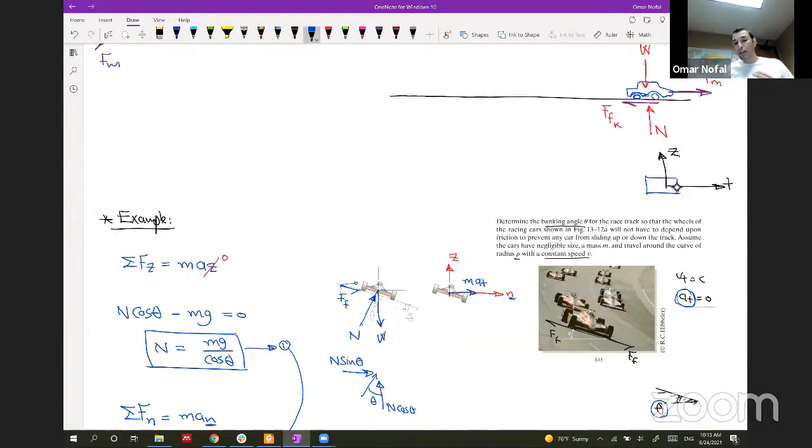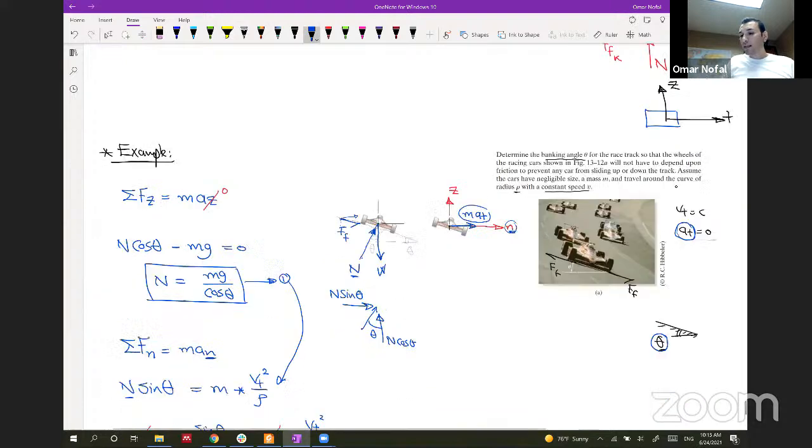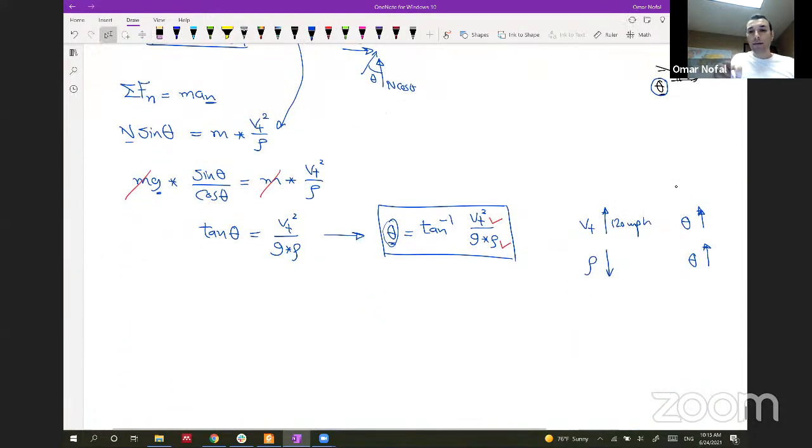But for a factor of safety, we neglect the friction developed by the road, and we only assume that the angle theta will be able to generate a normal force component that can generate a force in the normal direction that can keep the car in the curve. So with this, let's move to another example. Does anybody have any question on this concept?